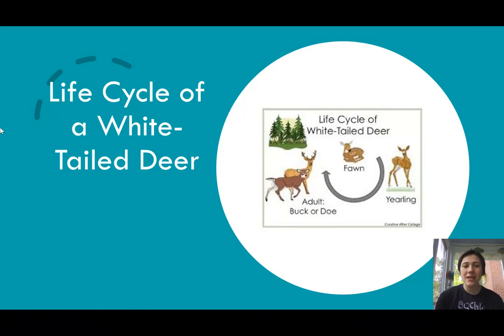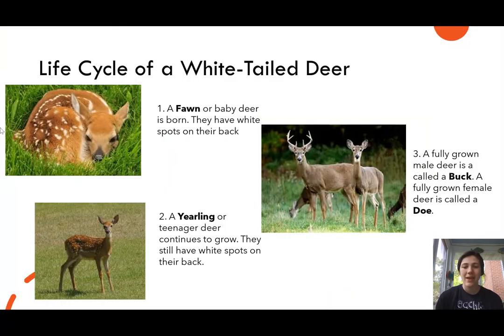Now we're going to look at the life cycle of a white-tailed deer. White-tailed deer are deer that are native to Virginia, and they live in the forest areas. This is the life cycle of a white-tailed deer. Remember, in this life cycle, the deer is going to resemble its parents. So unlike the life cycle of a butterfly, where it changes in each state and its appearance looks completely different, in this life cycle, the baby deer is going to look just smaller than the adult deer.